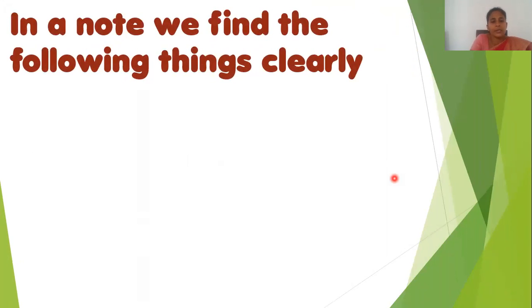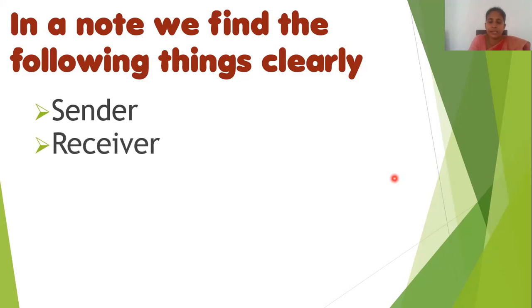Right. In a note, we find the following things clearly. When you are writing a note, there are certain things that you find clearly. First one is the sender. Definitely there should be a sender, no, children? You can understand that very well. And the receiver. Sender will be there, receiver will be there. And the next point is reason. There should be a reason for you to write the note.